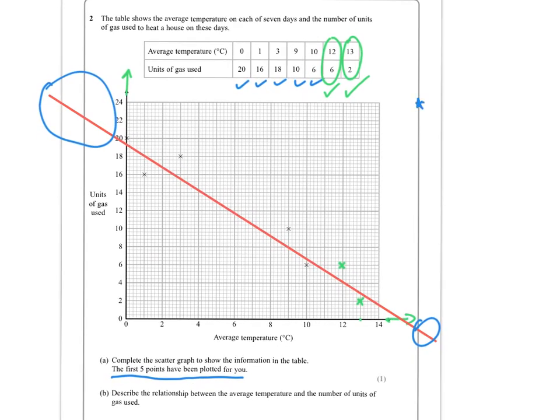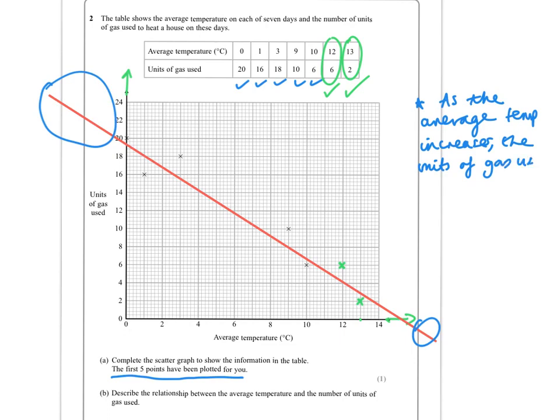Firstly, you can describe it in words, and you can say, as the average temperature increases, the units of gas used decreases. Or you can say there is a negative correlation. And in this case I would say strong.